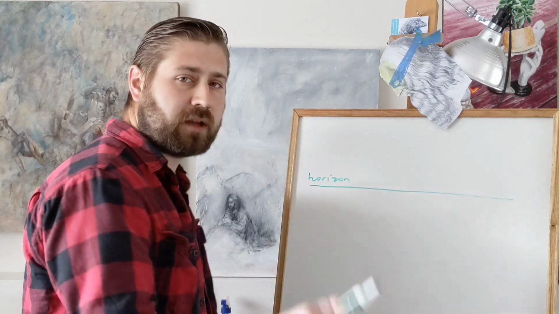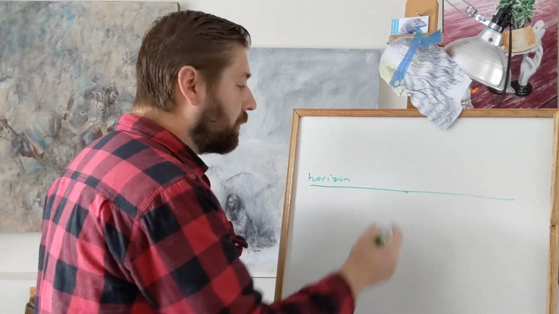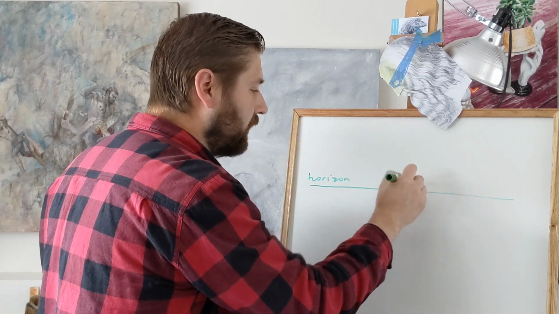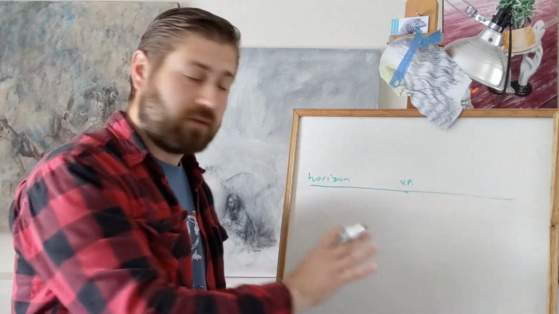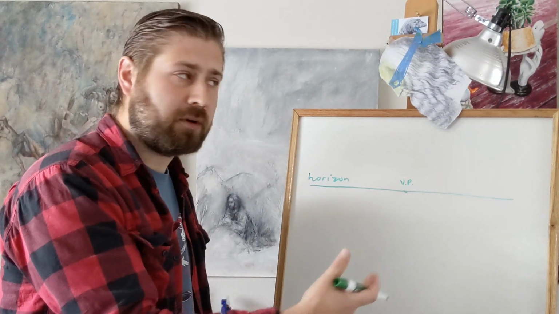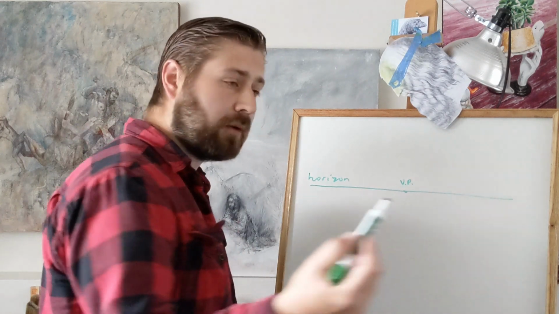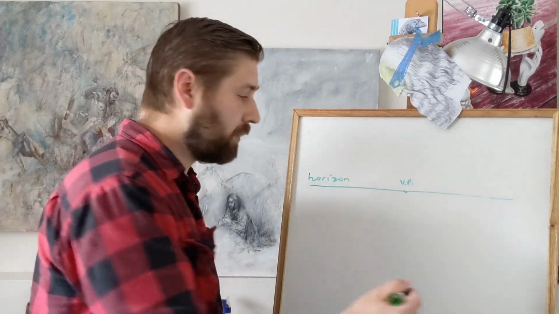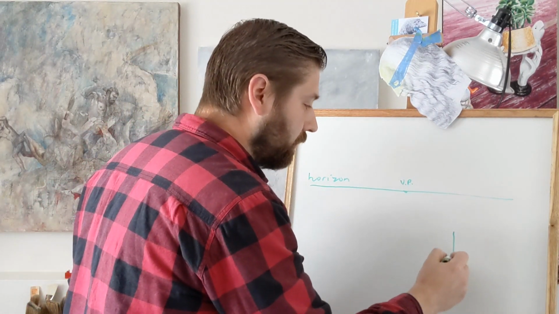All right, and then they just say put a dot on here. This dot is going to represent your vanishing point. I'll just put a VP in there. All right, so this is totally arbitrary right now. But then they'll say, you know, pick a form or make a rectangle.